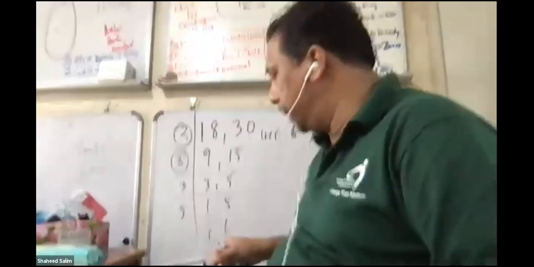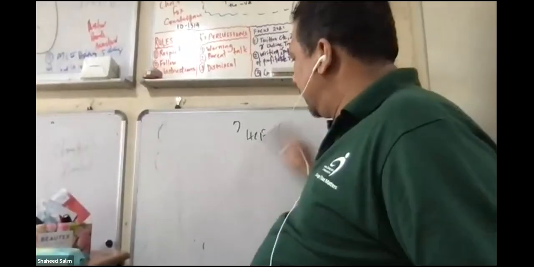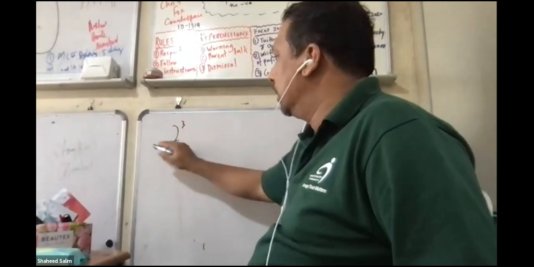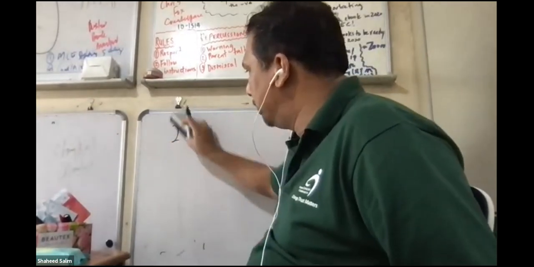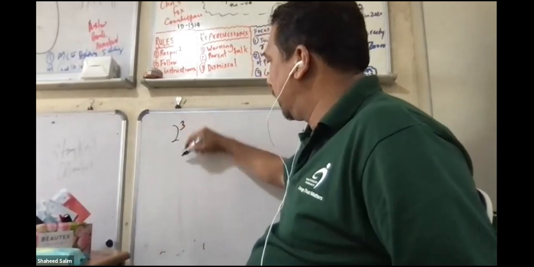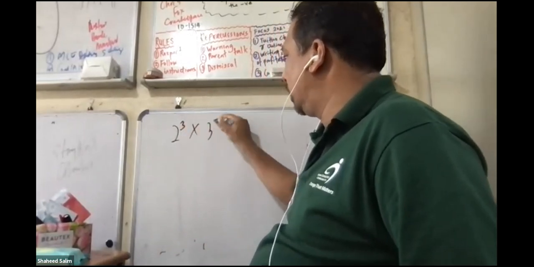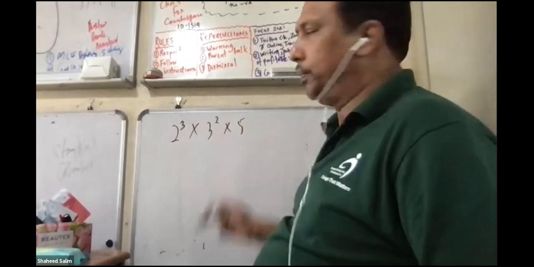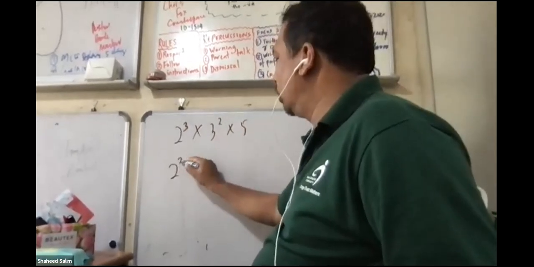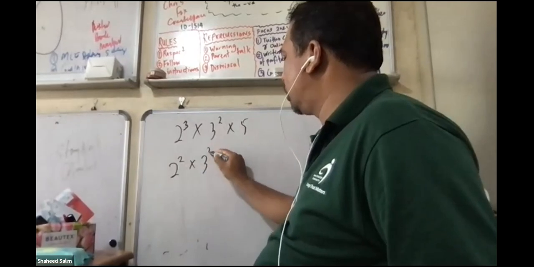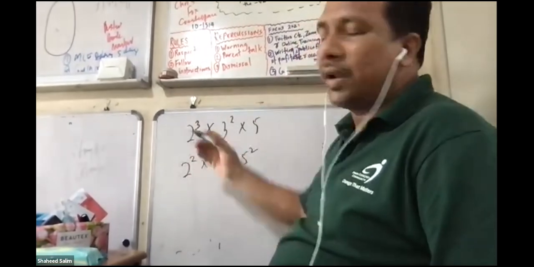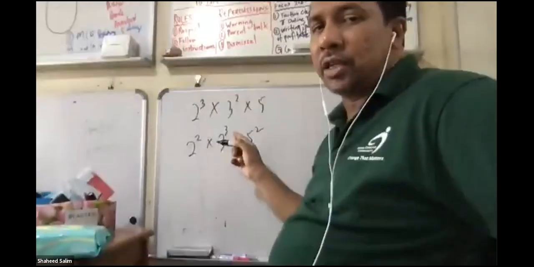I'll show you another method now. Let's say they give you the prime factorization: 2 to the power 3 times 3 to the power 2 times 5. This is one number. This is the other number: 2 times 2 times 3 times 3 times 3 times 5 to the power 2. These are two different numbers in prime factorization.